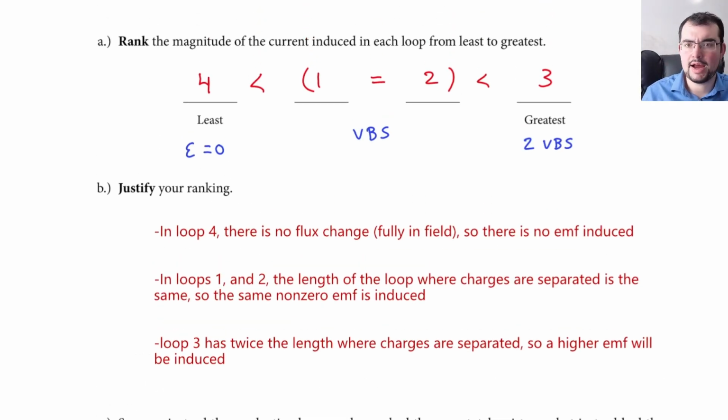And again, I know that it asks about current, but this is just related via Ohm's law, so we can rank the EMF. In loop 4, there's no flux change. We're fully in the field, so there's no EMF. Loops 1 and 2, the length of the loop over which charges are separated is the same. So there's a non-zero equal EMF induced.